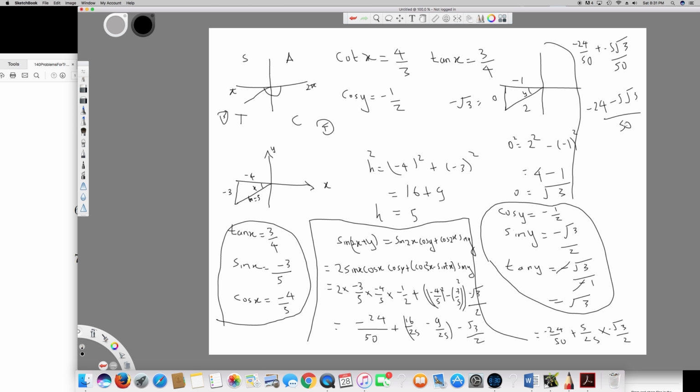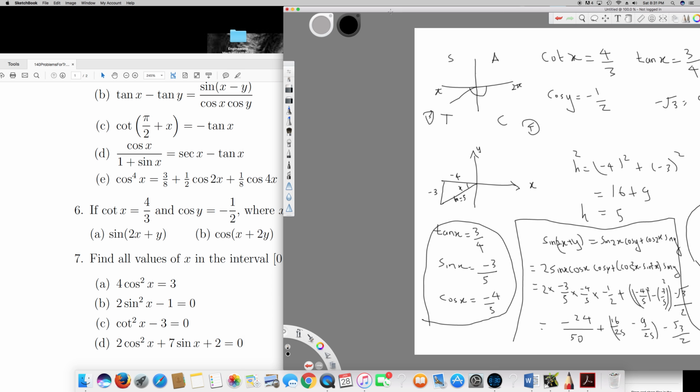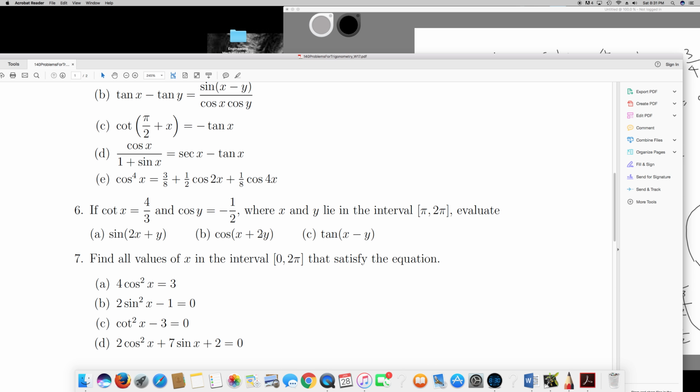That's the final answer. So I think this one is enough for everything, because the other questions are the same thing. We have to find the x value and y value. We have to expand it and everything and find the final answer, right? So if you know how to do one, everything else is easy.